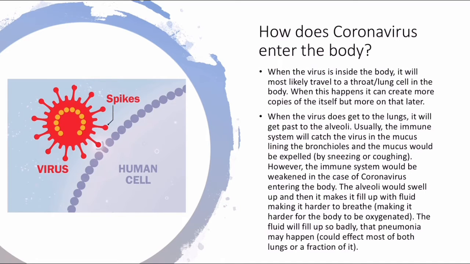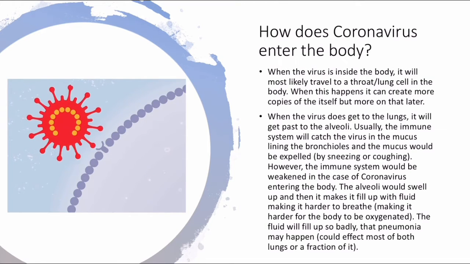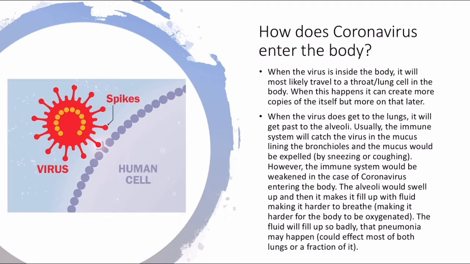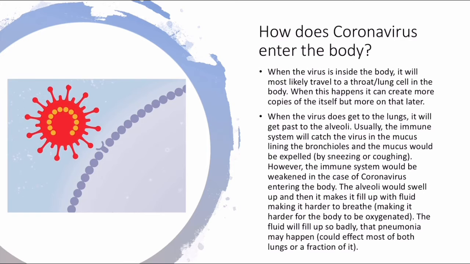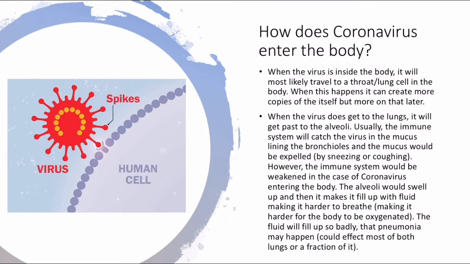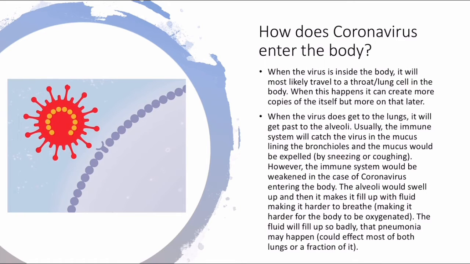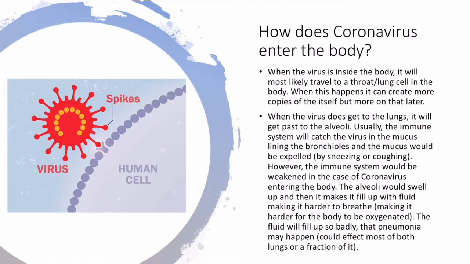Usually the immune system will catch other viruses in the mucus lining the bronchioles, which are the smaller tubes coming out from the bronchi, which is connected to the trachea, and then the mucus will be expelled by sneezing or coughing. However, the immune system would be weakened in the case of a coronavirus infection, so the alveoli will swell up, and then could fill up with fluid, making it harder to breathe, which makes it harder for the body to oxygenate the blood.